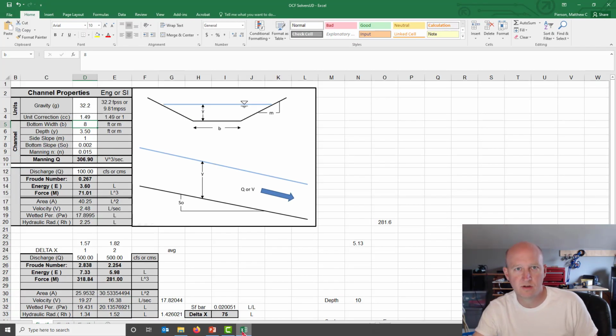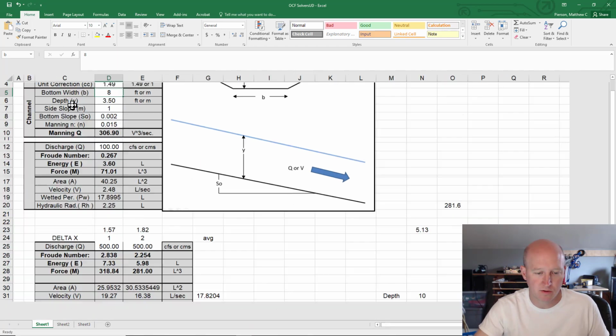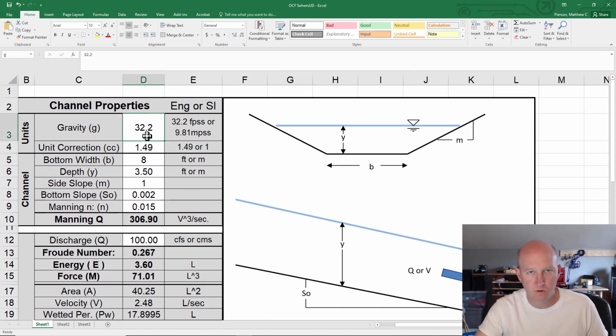So let's open up the Excel spreadsheet. We're going to put in all of this information. First thing we want to do is just make sure that we're in the right system of units. So we're going to do this problem in English units. That means we're going to use English gravity and this English unit correction. We want to change the bottom width to 8. That's the width. This is a rectangular channel. We don't know the depth, so we're going to figure that out. We'll just leave that one. This is a rectangular channel, and so for that, we're going to set the side slope, this thing M here, to 0.